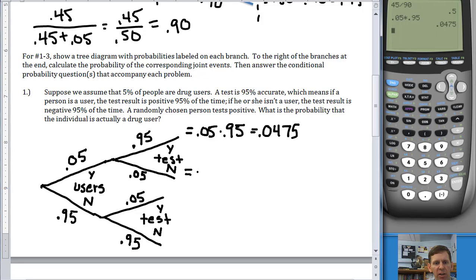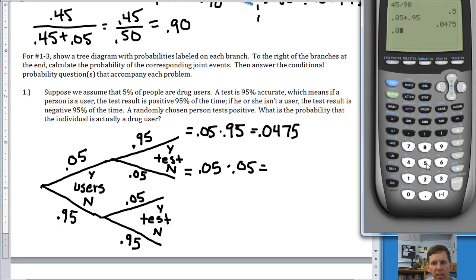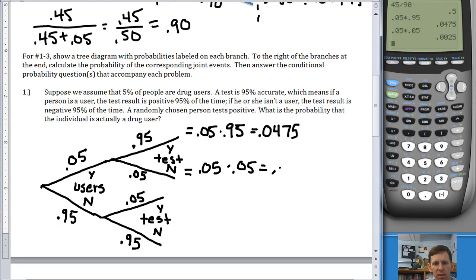An even smaller percent of people are users and test negative. We're going to multiply 0.05 times 0.05, and you get a very small value here. And that's probably a good thing. If we're using drugs, we don't want to have a lot of people that are testing negative. That's 0.0025.